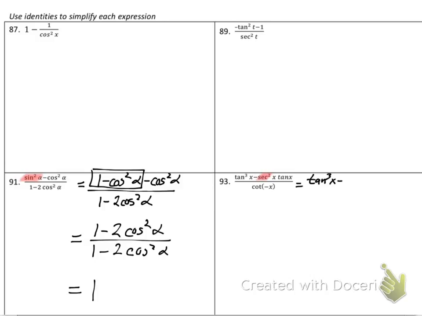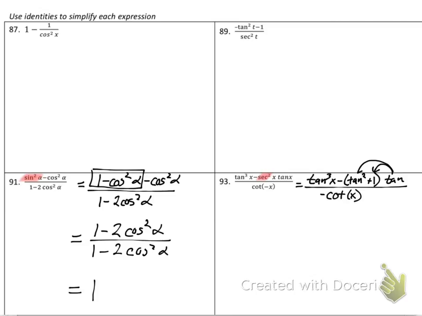Tangent squared plus 1. Perfect. So I could change that to tangent squared plus 1 times tangent. I'm going to cut out the x's right now just to save some time. On the bottom, I still have that negative cotangent x. Now I'll do my distributing.